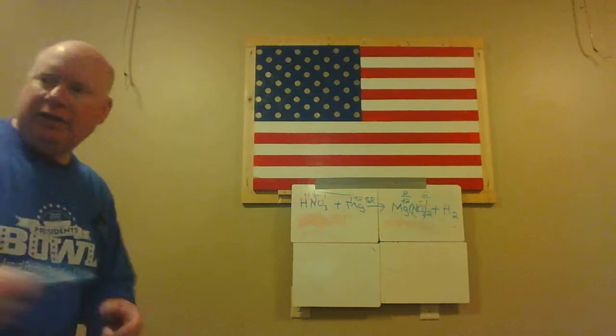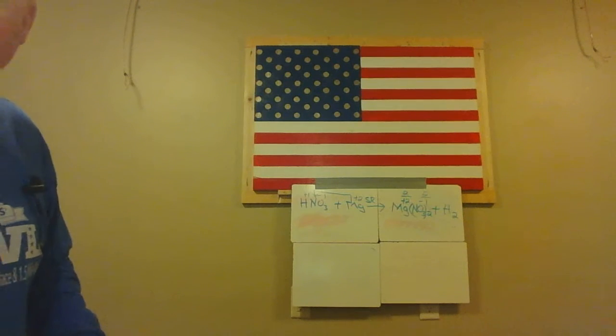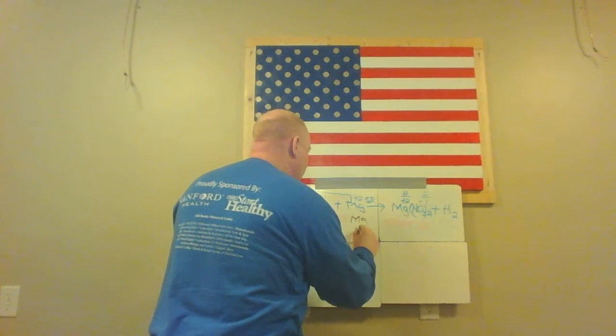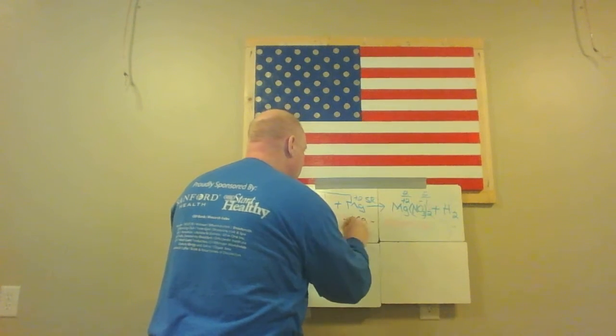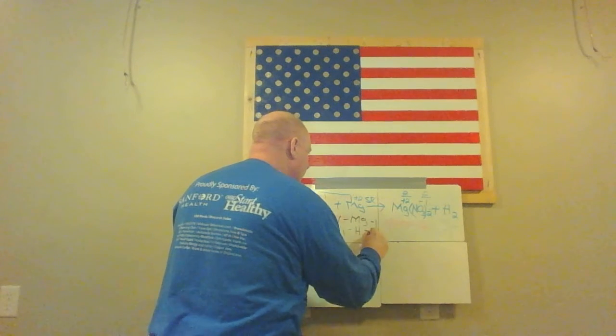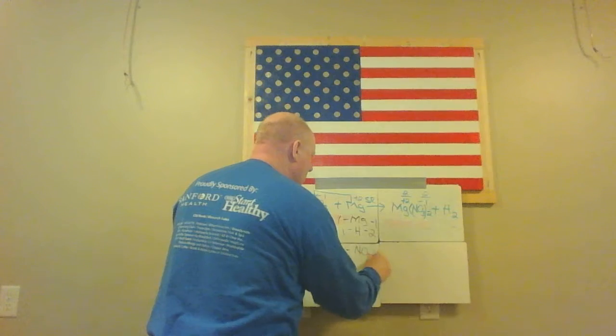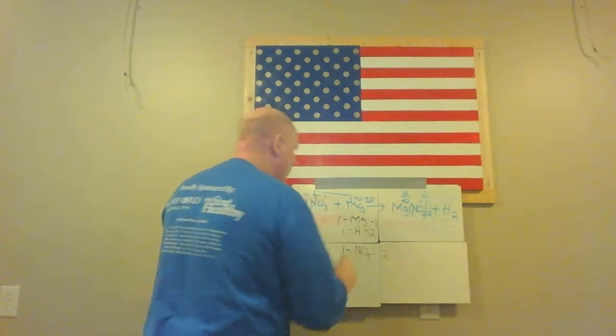Now the last thing we need to do is balance that equation. So we've got magnesium and we've got some hydrogen, 1, 1, 1, and 2. Then we've got the nitrate ion. So we've got 2 on the right and only 1 on the left.